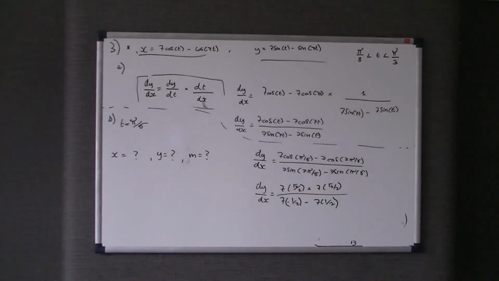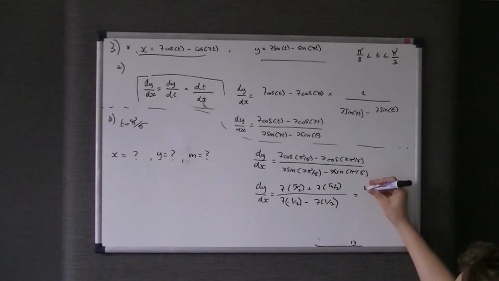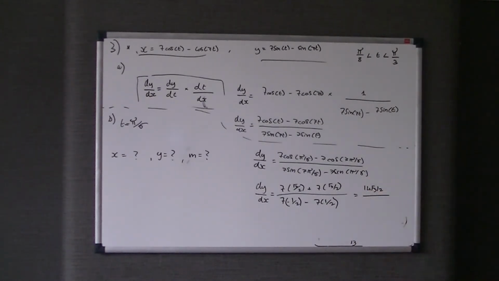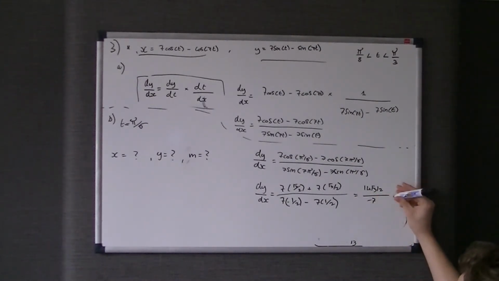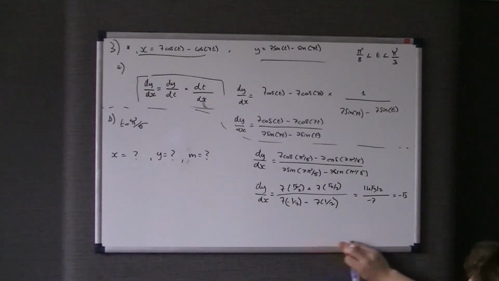Okay, so therefore we end up with 14 root 3 on 2 for the numerator, and then on the denominator we have negative 7. So that all cancels down quite nicely to negative root 3. But remember, that's the gradient of the curve, not the gradient of the normal. The gradient of the normal is the negative reciprocal of the gradient of the curve at that point.